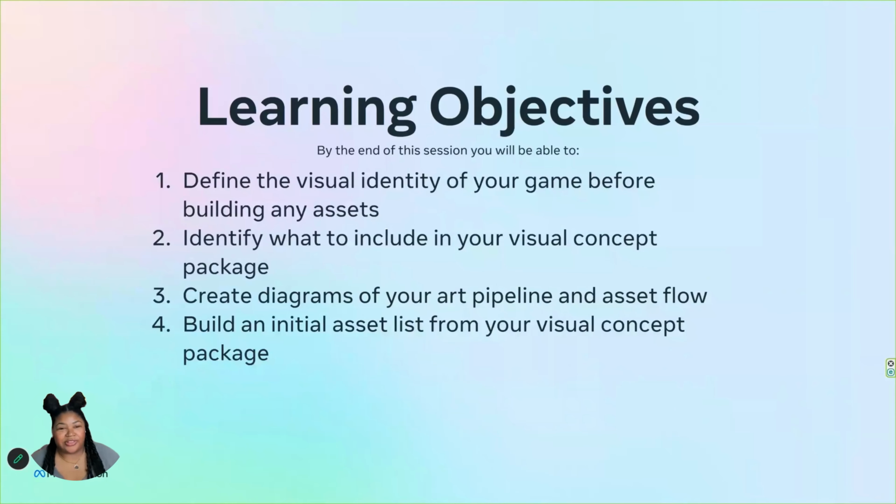So for the learning objectives of today's session, by the end, we hope you learn how to define the visual identity of your game before you actually go into building any of the assets, identify what to include in your visual concept package, create diagrams of your art pipeline and asset flow, as well as build an initial asset list from your visual concept package.